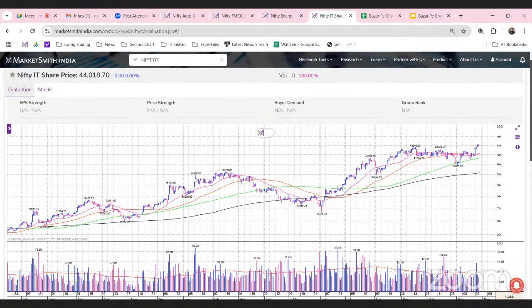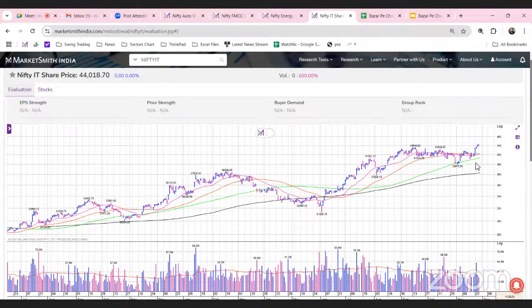no negativity as such. It is in the bullish trend. It is trading comfortably above all its key moving averages as well, and there is no sign of weakness so far. So Nifty IT is doing good, and I would like to again invite Pawan to talk about stocks and indices as well.